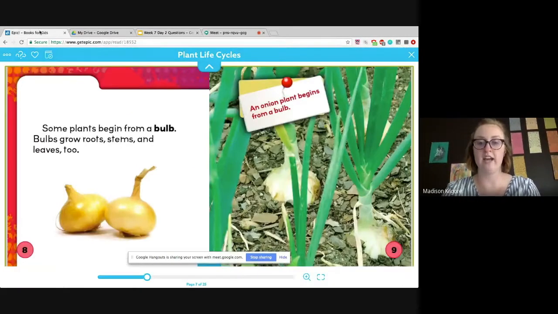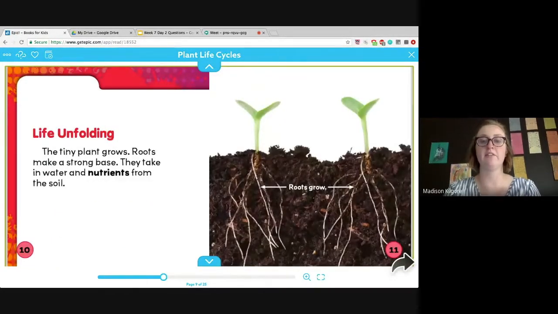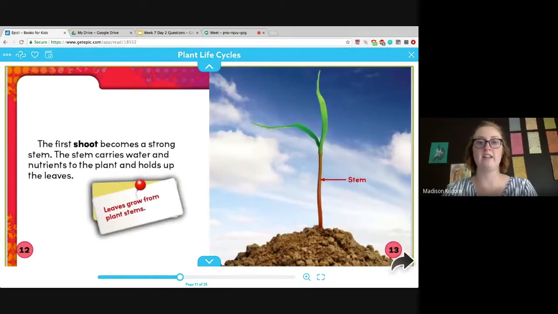So we left off yesterday on page 10 and 11 where we were first introduced to roots. So we're going to continue reading, looking at this page first. Remember, we can preview the text by looking at the text features. We have a photograph right here, labeled as a stem. We have this caption that says, leaves grow from plant stems. We can imagine that this is probably the leaf, which we also learned about in yesterday's diagram. And then we have a bold word, the word shoot.